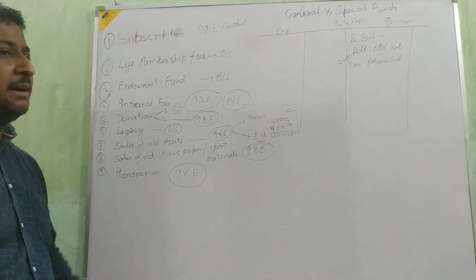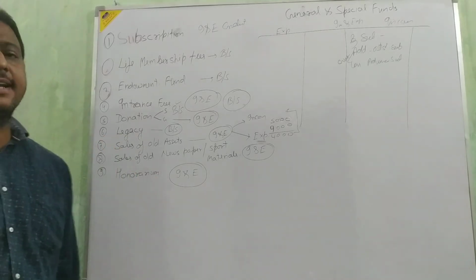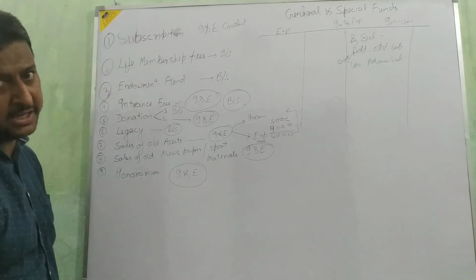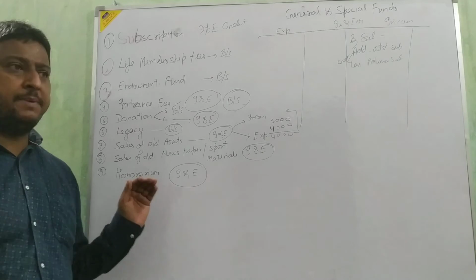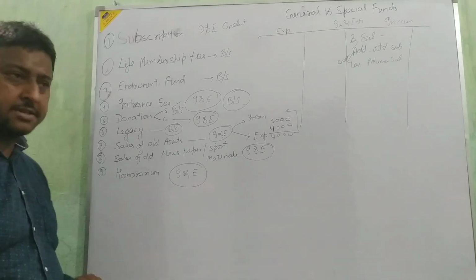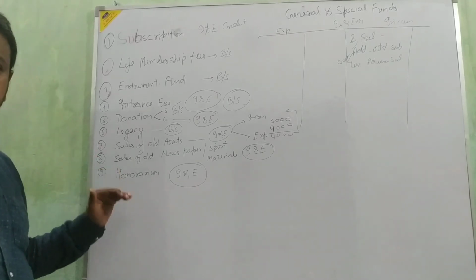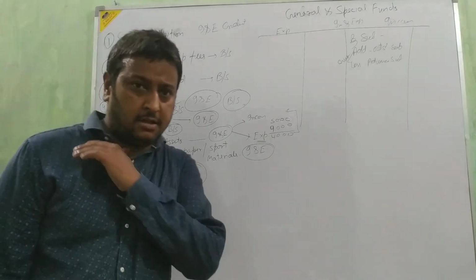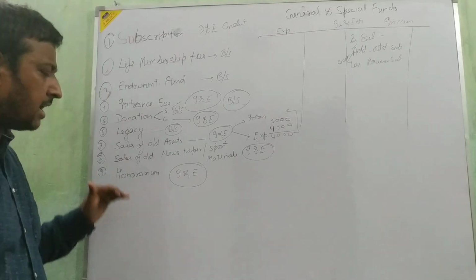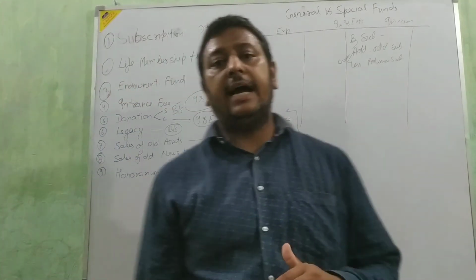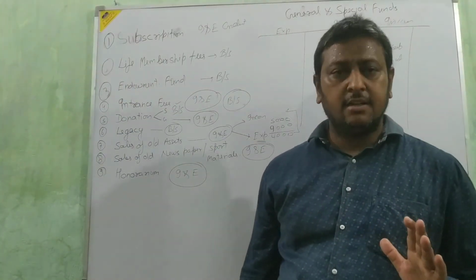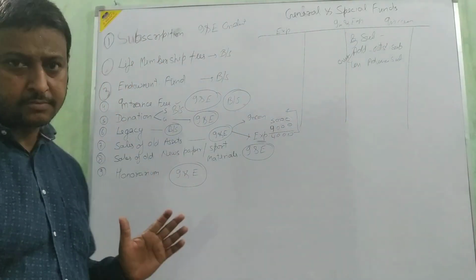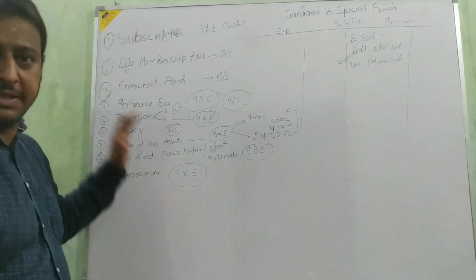Okay, that amount we are just showing in income and expenditure account. Next, honorarium. That amount we are going to show where? In income and expenditure account. Okay beta, clear or not? Any problem? Repeat again.